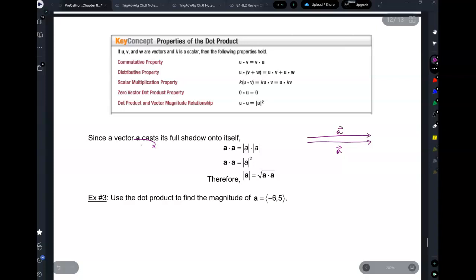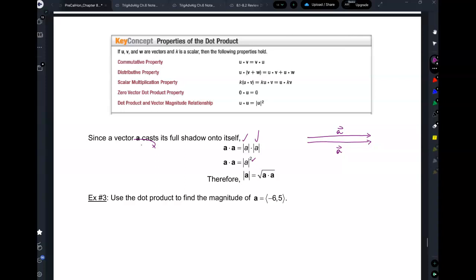To find the dot product of A dot A, I have to take the magnitude of this, that's this one, times the component of the top one over this. So how much is that component? All of it, right? Because all of it lies along this. So in short, A dot A is the magnitude squared. So that's another way to find the magnitude of something.